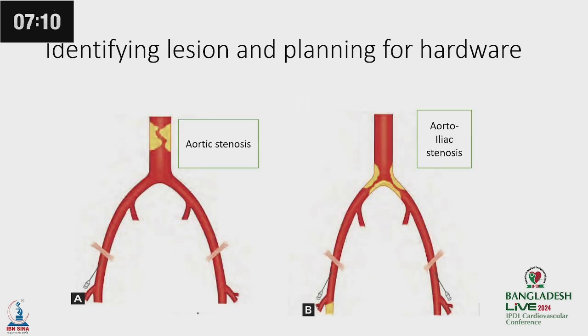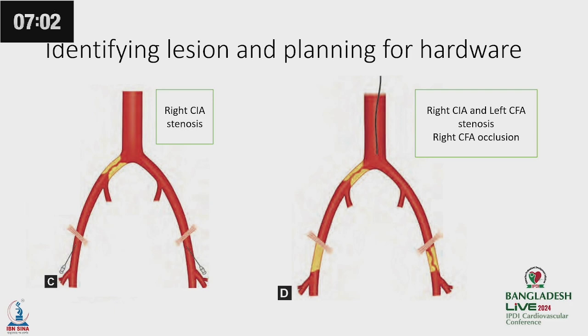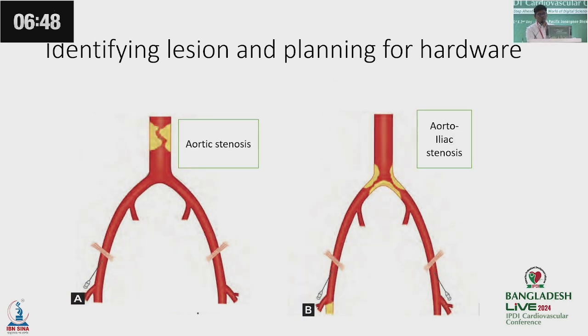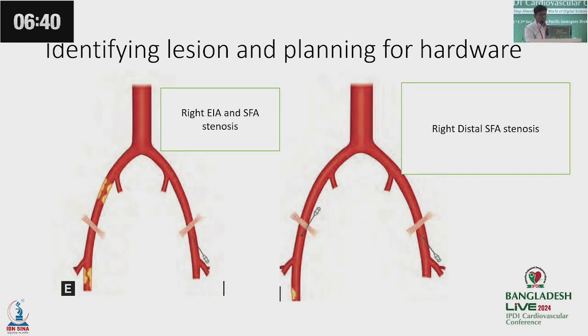So let's identify some lesions. This is a picture showing aortic stenosis and aortoiliac stenosis. This picture shows right common iliac stenosis, and the other picture shows stenosis in the right CIA, common femoral artery, and CFA occlusion also. If you notice closely, there is also a puncture site. So where you can puncture, as my previous speaker told, this picture will also guide you where you can puncture to cross the lesion. This picture shows a lesion in the right external iliac artery, SFA and distal SFA stenosis.